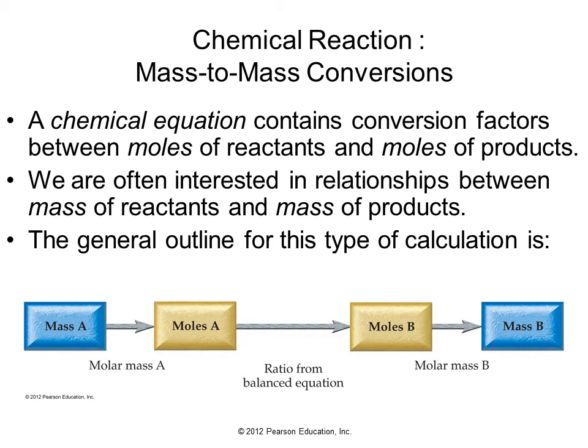The general outline for this type of calculation involves a series of conversions. We begin with the mass of A and convert it to moles. Of course, we do this by using the molar mass from the periodic table. Then the moles of A to moles of B will be done using the stoichiometric ratio of the balanced equation. Then moles of B to mass of B, again we use the periodic table and the molar mass.